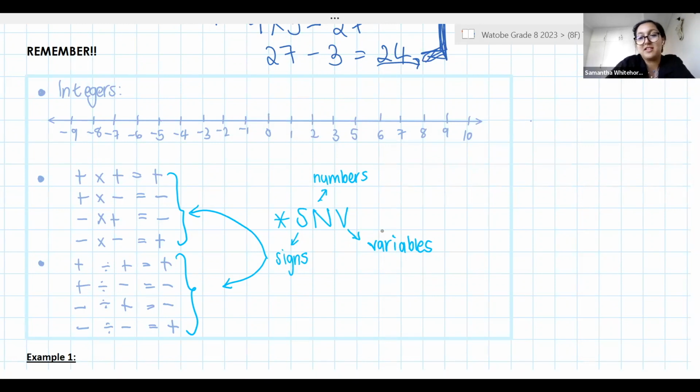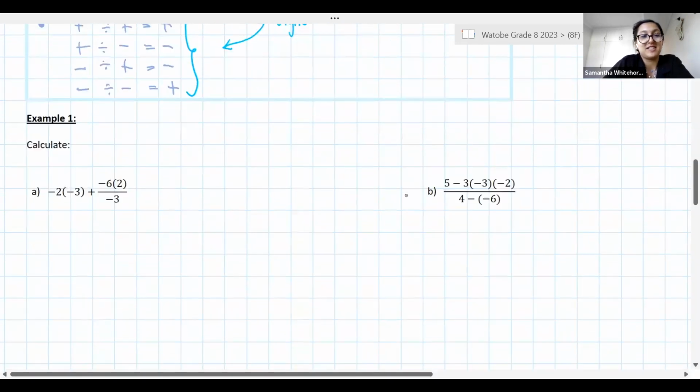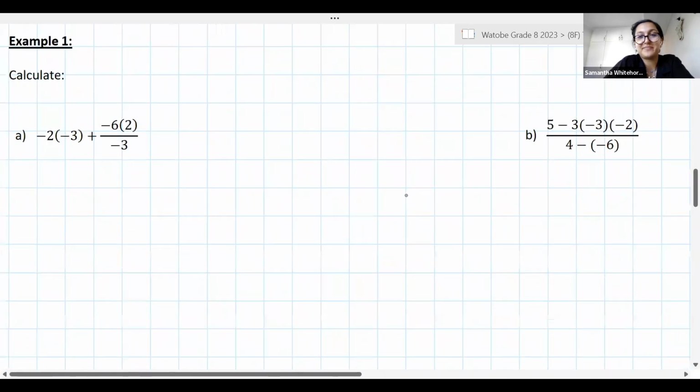My grade 9s taught me a new thing that now I use with fractions. So we're all teaching each other in these lessons, which is just so great.